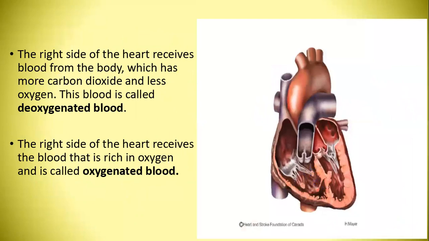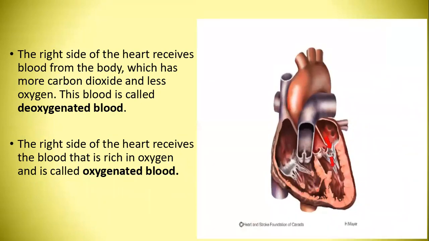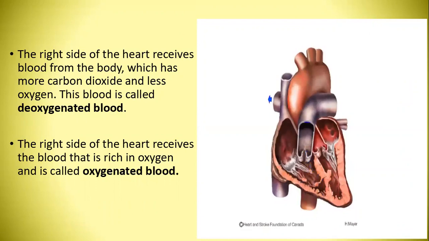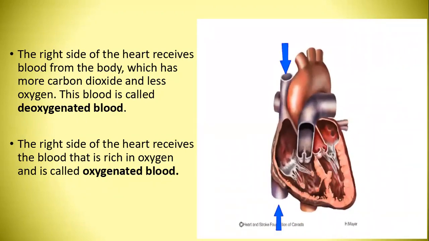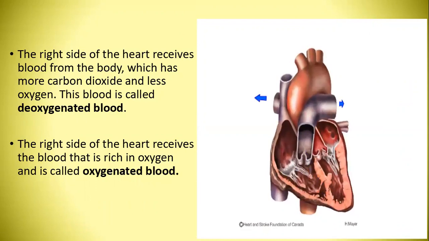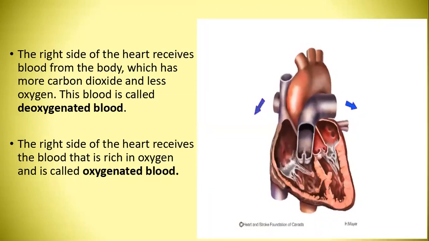The right side of the heart receives blood from the body, which has more carbon dioxide and less oxygen. This blood is called deoxygenated blood. The left side of the heart receives the blood that is rich in oxygen, and it is called oxygenated blood.